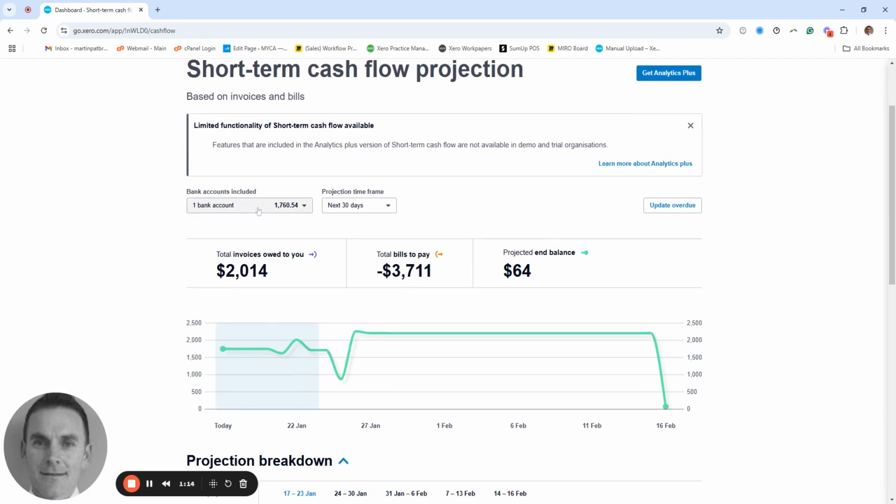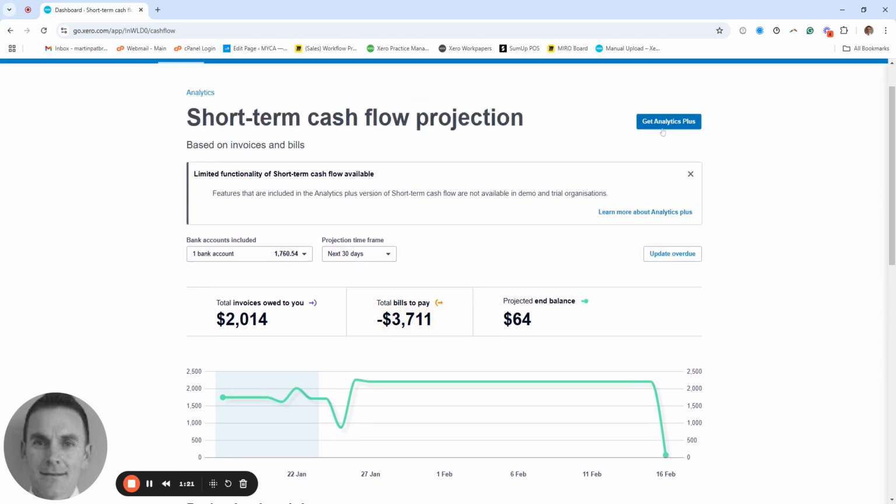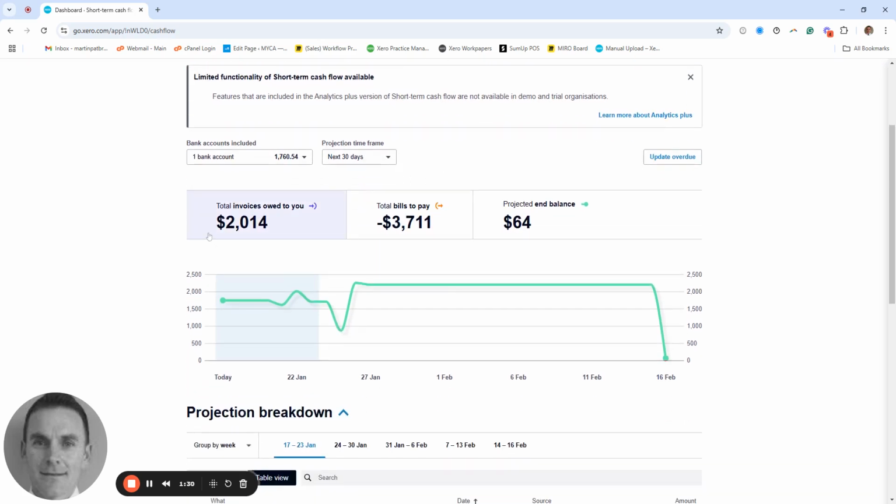So we can see here that we've only got one bank account linked to the Xero account, and for the next 30 days, which is the free version, you can get this. You also have the option to get Analytics Plus, which gives you 60 to 90 days of an overview if you needed that to push out for a cash flow review.